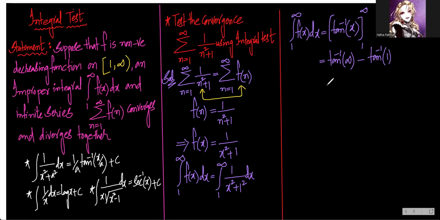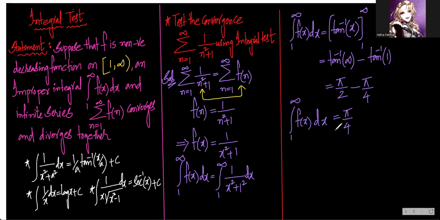And we know that tan inverse of infinity is pi by 2, and tan inverse of 1 is pi by 4, not using the calculator, from the trigonometric table of 10th class. So pi by 2 minus pi by 4 is how much? Pi by 4 only. So this integral of f of x dx is approaching some answer.